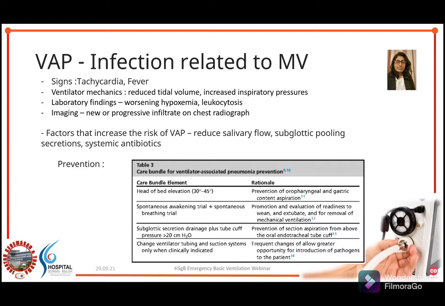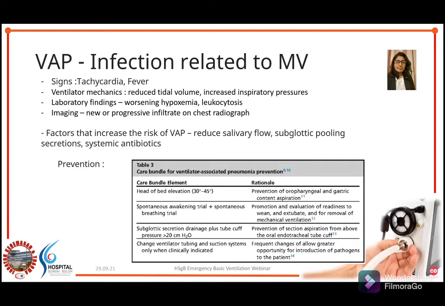Subglottic secretion drainage and making sure the tube cuff pressure is more than 20 cm water is another element to reduce the risk of VAP. As we know, the pooling of subglottic secretions surrounding the ETT cuff will promote the presence of pathogens, and this can increase the risk of VAP. So you've got to make sure that adequate suctioning is done to prevent this accumulation of subglottic secretions.